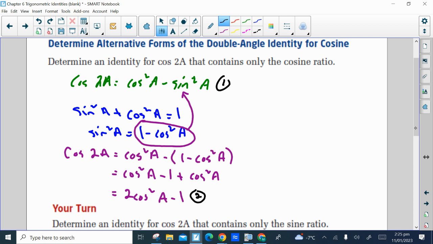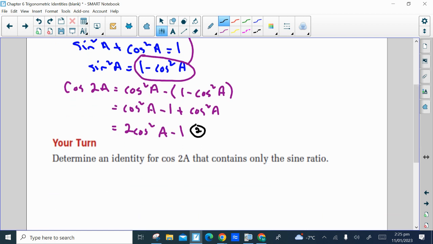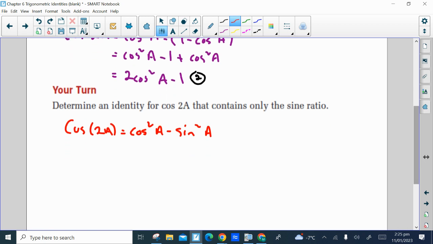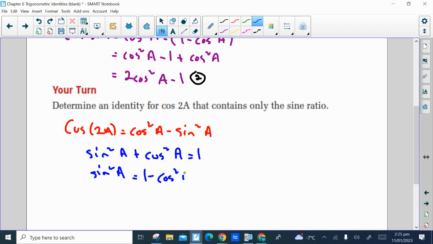And we can do the same thing, only this next one asks us to write it so that it only contains the sine ratio. If we start with the original identity, in the last example above we wrote everything in terms of cosine. Now this one wants us to write everything in terms of sine. So again, it'll start with that Pythagorean identity. And I'm going to get sine squared A by itself by subtracting cos squared A from both sides.